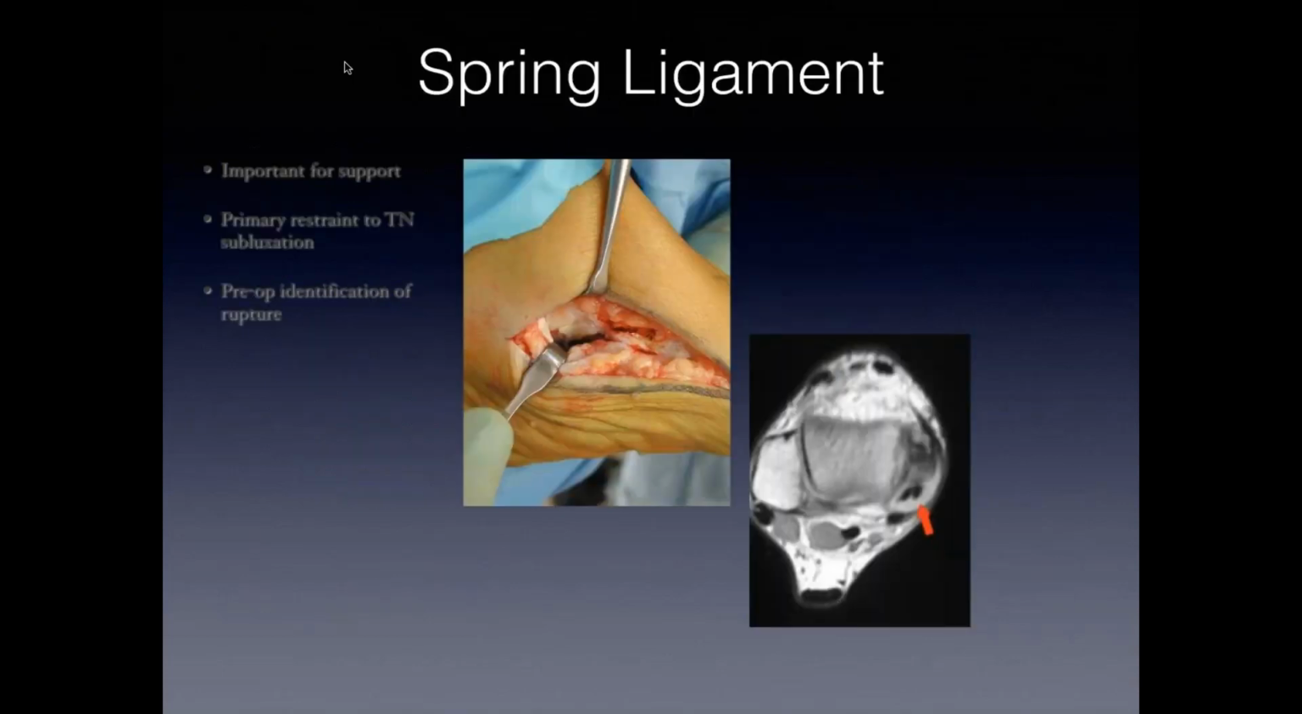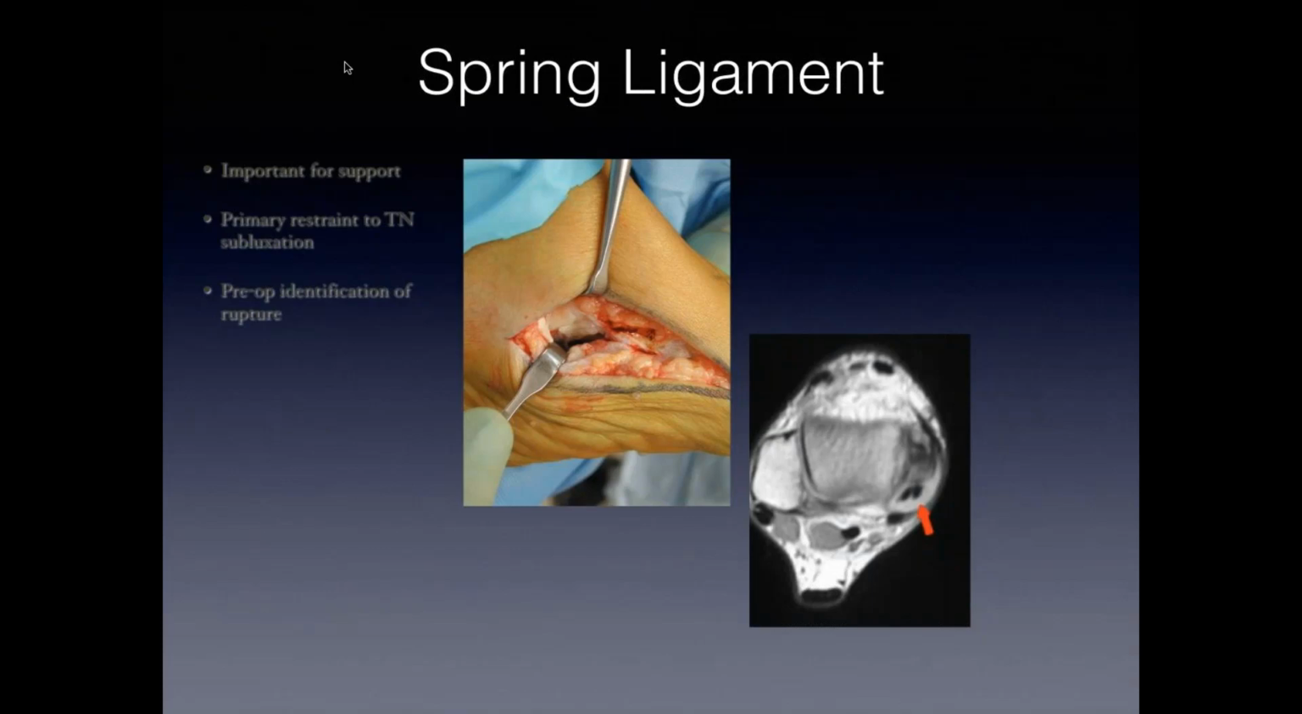So in terms of spring ligament, again, looking at the importance of the spring ligament, this is one of the structures associated with a flat foot deformity. There have been numerous studies saying that this can be one of the causes of a painful flat foot. Again, this is the primary restraint to the talonavicular joint and prevents the subluxation that we all start to see.